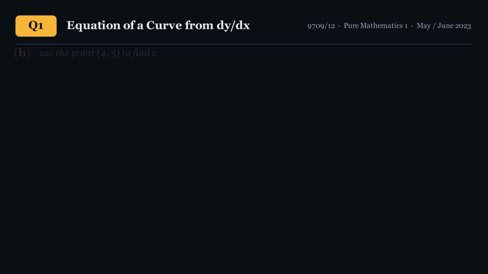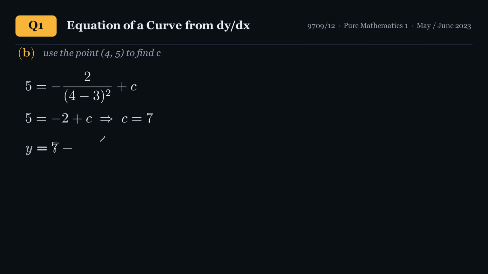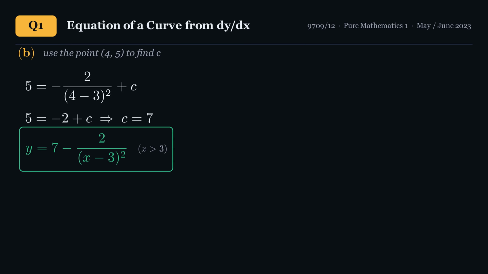Part B. Use the point (4, 5) to find c. Substitute x equals 4 and y equals 5. Solve for c. Write the equation of the curve. So the equation of the curve is y equals 7 minus 2 over (x - 3) squared, for x greater than 3. And that completes question 1.